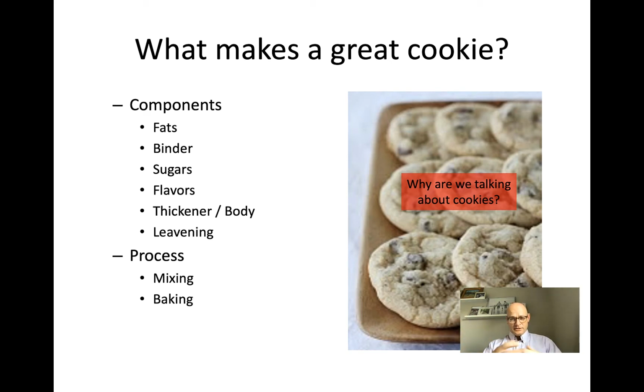You need a binder. Sometimes that binder could be an egg. You can use other binders. Like if you make no-bake cookies, you boil the oatmeal and it kind of clumps together between the sugars. You have to get something to stick it together. Sugars, you have to make something sweet out of a cookie, so you need some sort of sugar. You need a white flour or a brown flour.